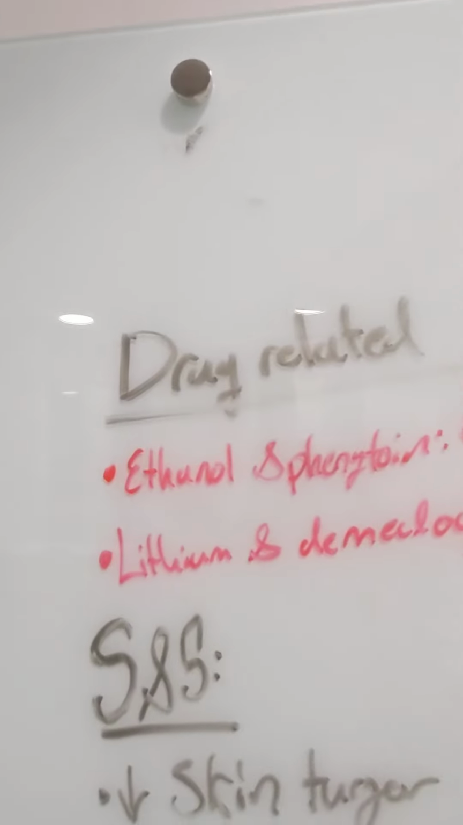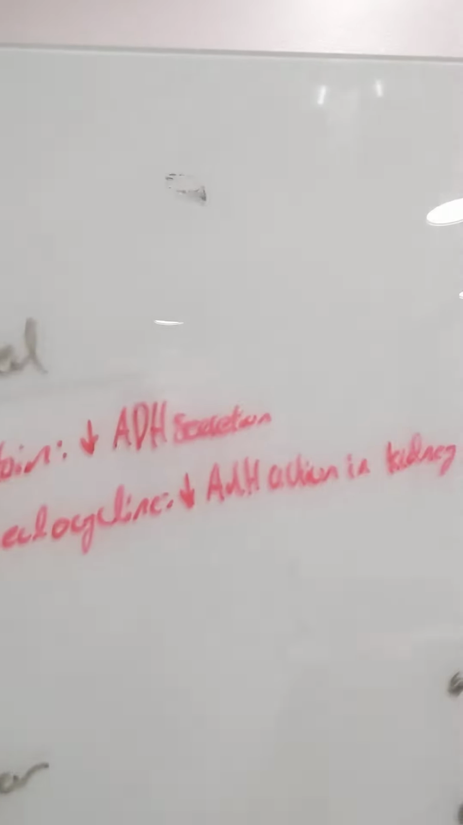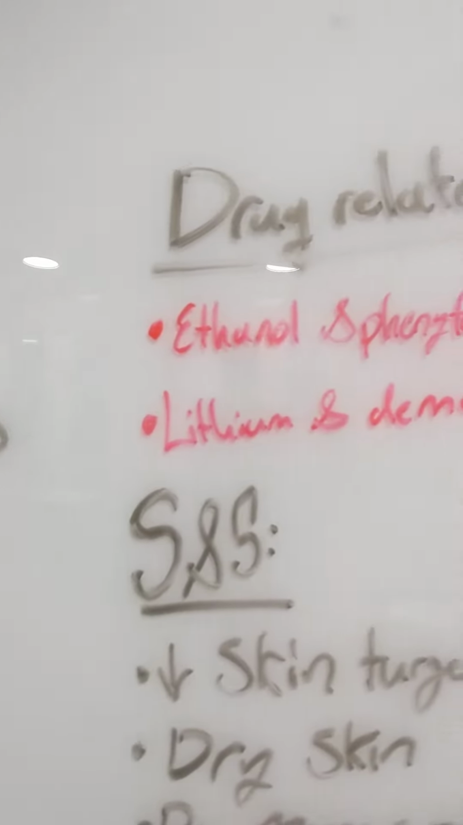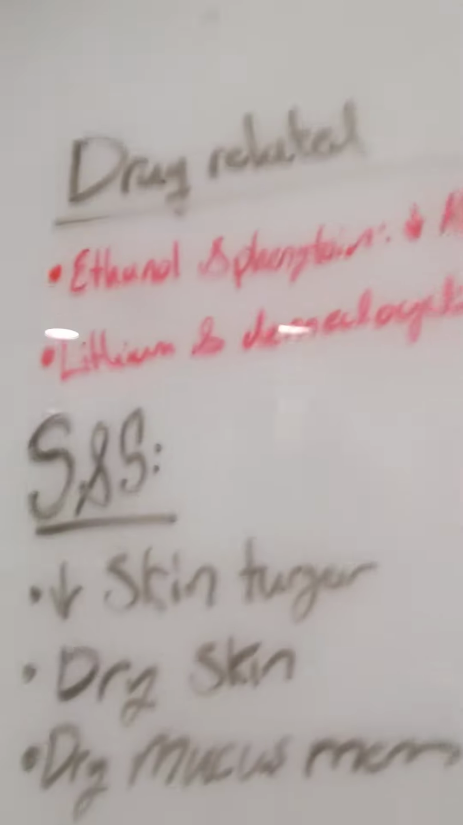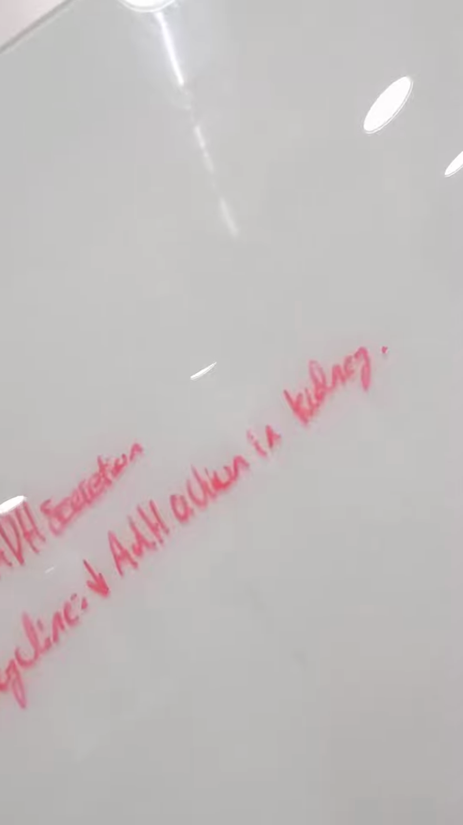If it's drug related, it's going to be ethanol and phenytoin. That's going to decrease that ADH secretion. If it's lithium and demeclocycline or whatever, that's going to decrease ADH action in the kidney. Signs and symptoms of diabetes insipidus.